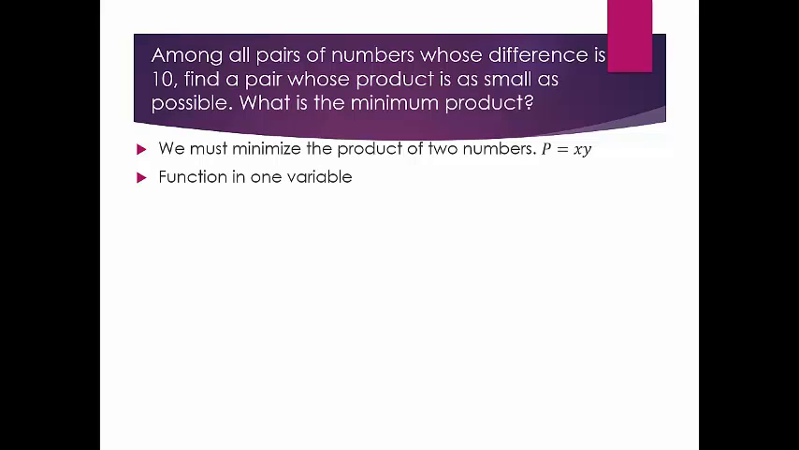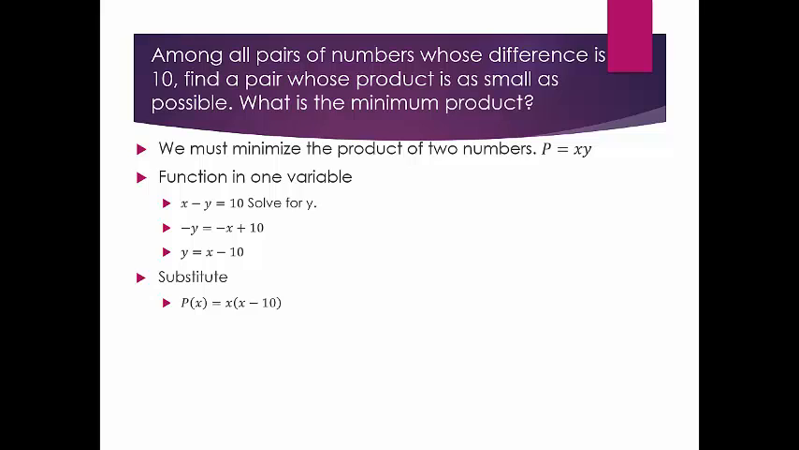Now we must express this quantity as a function in one variable. So x minus y equals 10, we have to solve for y. Negative y equals negative x plus 10 because we subtracted x from both sides. Then you divide by negative 1 and get y equals x minus 10. Now we substitute x minus 10 for y in p equals x times y. So you have p of x equals x times x minus 10.